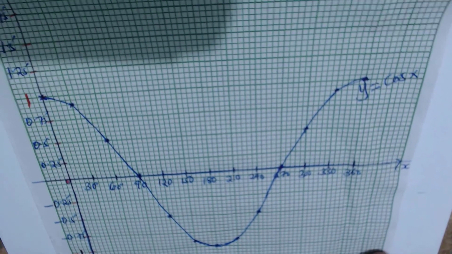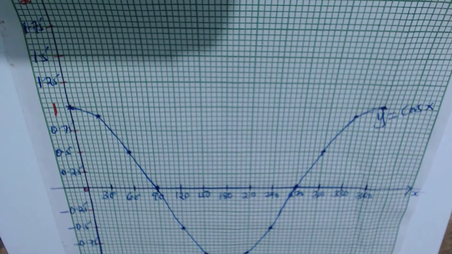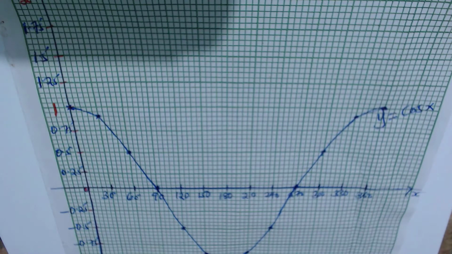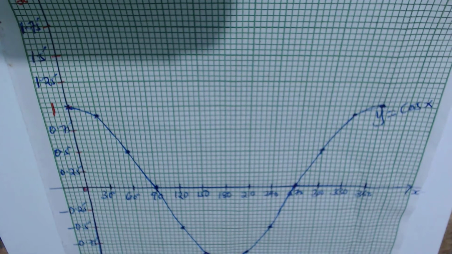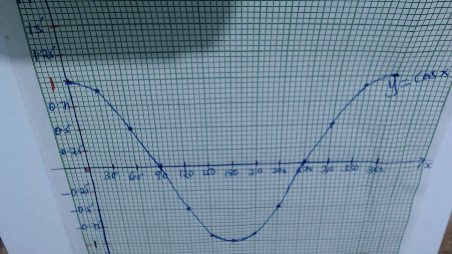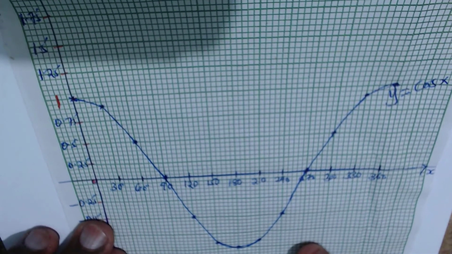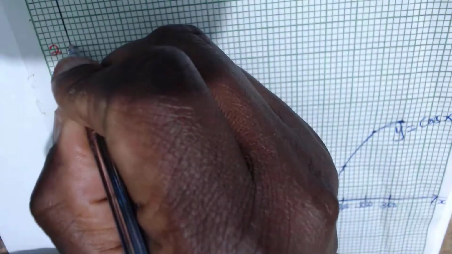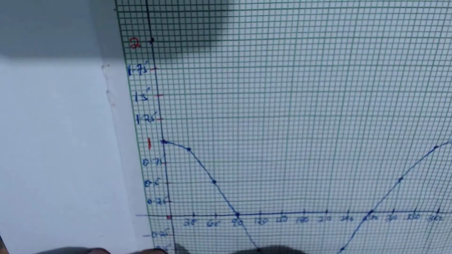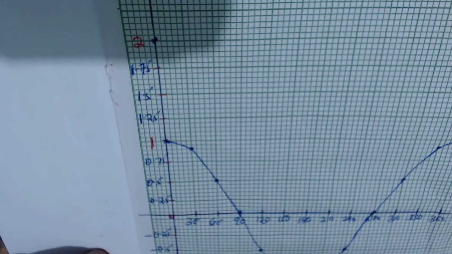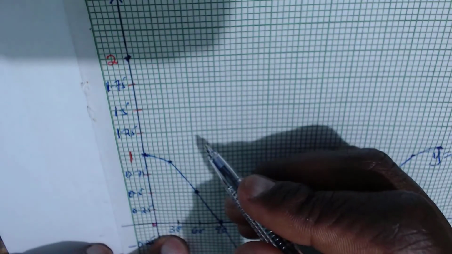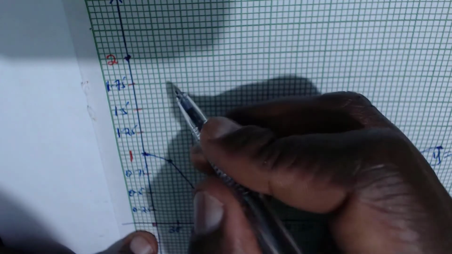The next one that we want to draw is y is equals to 2 cos half x. We have the table y is equals to 2 cos half x on the same grid. So let's plot that, draw the curve. So when x is 0, y is 2. Then 30 is 1.93. So we approximate that. So we get 30, 1.9.